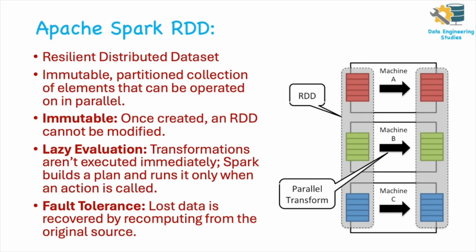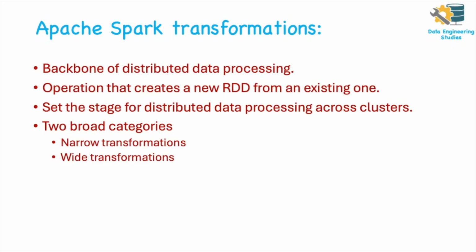Now let's see what is a transformation in Apache Spark. Transformations are the foundation of distributed data processing. A transformation is an operation that creates new RDD from an existing one. These transformations define a logical execution plan and enable parallel processing across a cluster. Transformations in Spark fall into two main categories: narrow transformation and wide transformation.